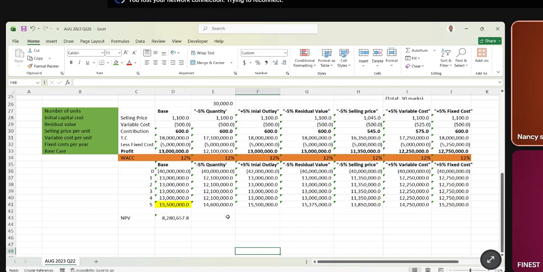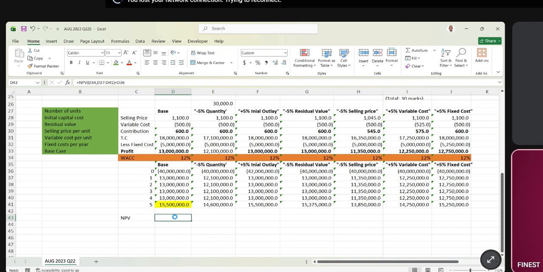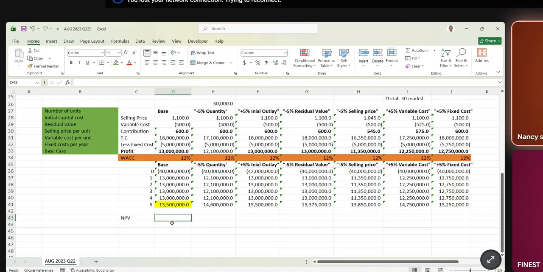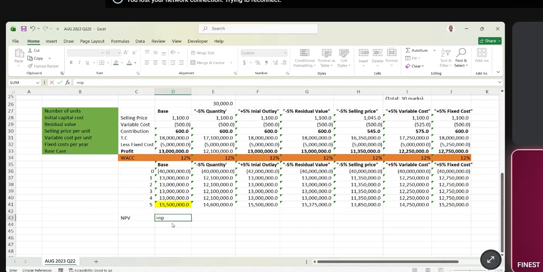Na hiyo NPV? Haya. Umefika hapo? Relax tu kidogo. Haya. Now, nataka udelete hii. Ukiidelete juu tutapata a different value, but I want to just delete. Okay. Now, I want you to put equal sign NPV. If you put NPV itakuuliza rate. Rate ni ngapi? Ni 12%.